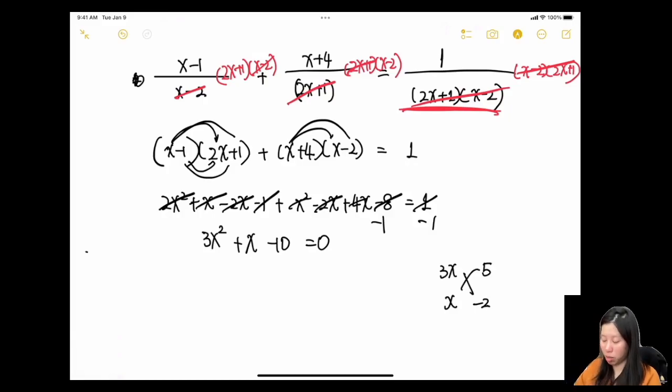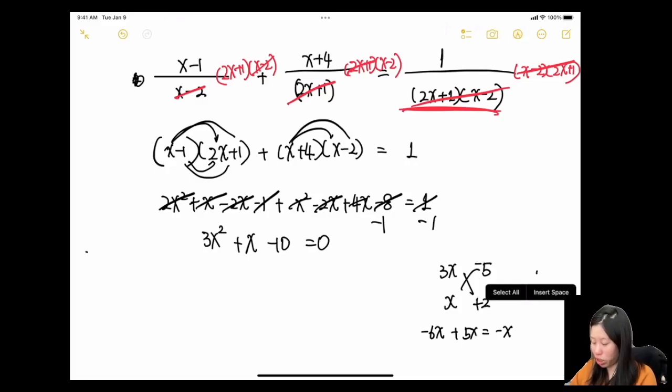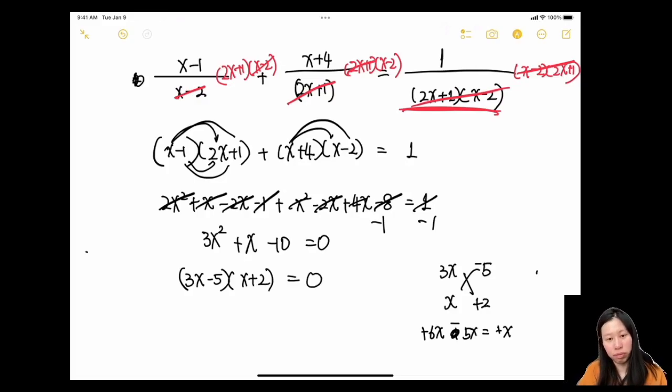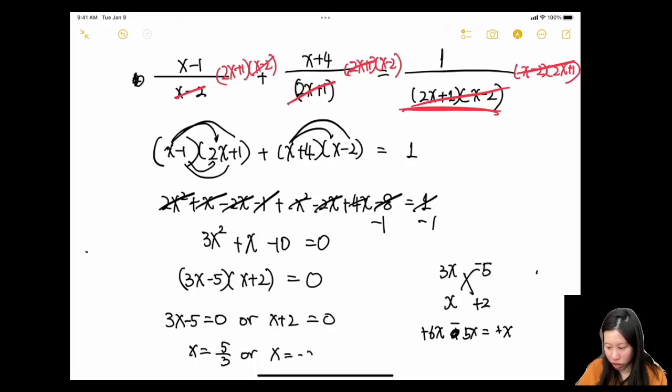You cross multiply. I have negative 6x plus 5x, which is negative x. No, we want it to be positive. That means we want to switch the sign. Negative 5 and positive 2. So we end up with positive 6x minus 5x, a positive x. That's what we want. So we have 3x minus 5 times x plus 2 equals 0. And then we have either 3x minus 5 equals 0 or x plus 2 equals 0. So x either equals 5/3 or x equals negative 2.